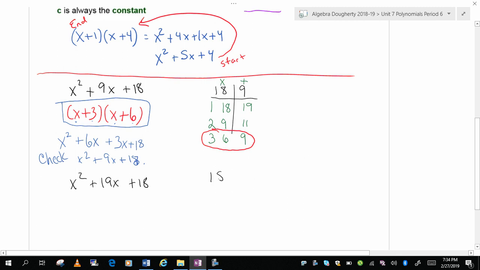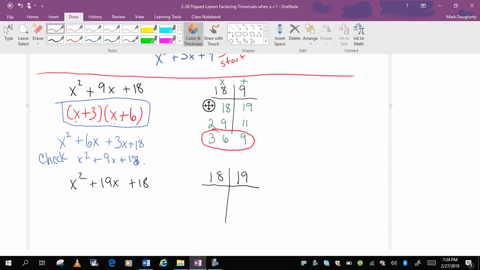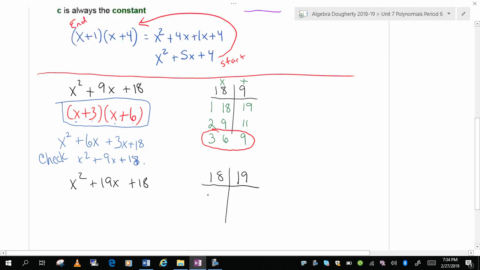I have the same setup as before. I need numbers that multiply to 18, but they have to add up to 19. Well, I can actually use the table from above. Once I find my answer, I don't need to go any further. I got 1 and 18. What do 1 and 18 add up to? Oh, they add up to 19. Very good.